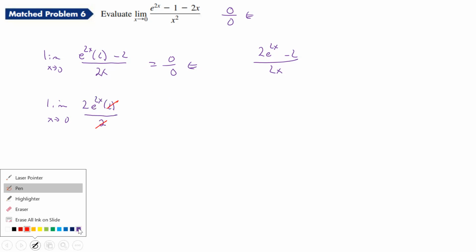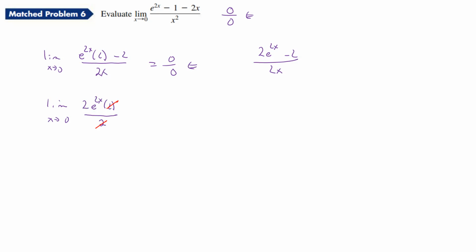And so now what do we have? We have 2e to the 2x. Well, if we plug in 0, we get 2 times e to the 0, which is 1. So we just get 2. And that would be our answer.